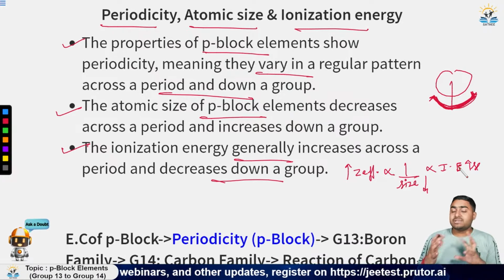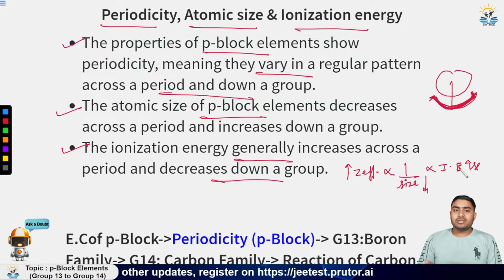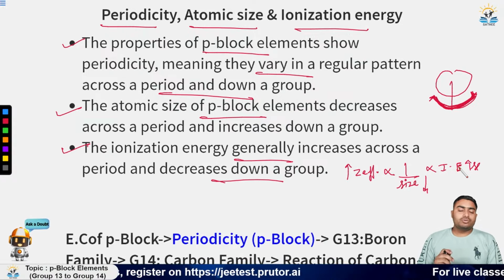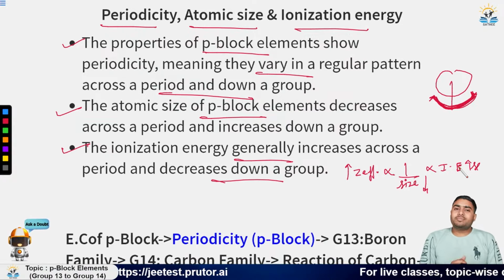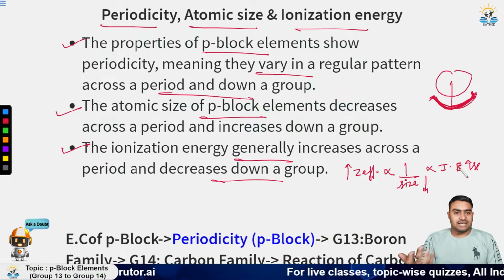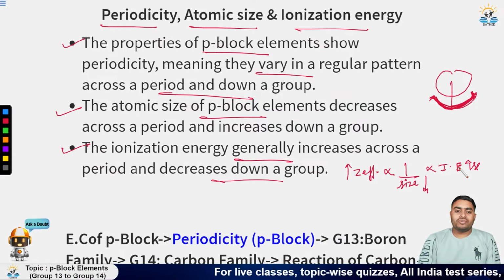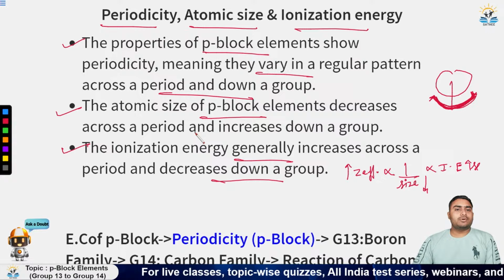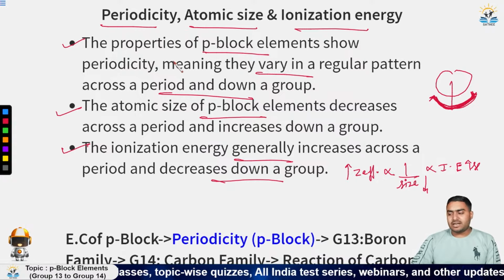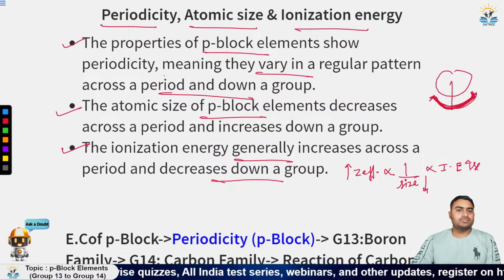That means Z effective is directly related to ionization enthalpy. If Z effective is more, we need to supply more energy to remove that particular electron from its last shell, right? From the outermost shell of an isolated gaseous atom. That is about the 3 points: periodicity, atomic size, and ionization energy. I hope you are very much clear. Let's move to the next point.